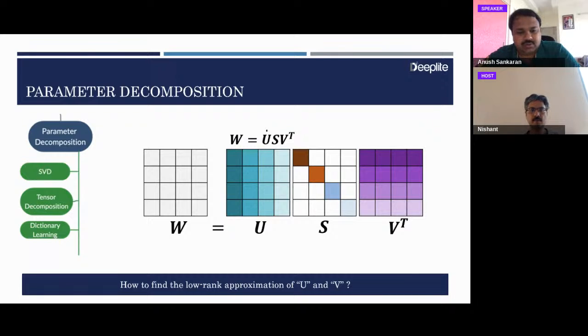Okay, so this low rank approximation of U and V will help us reduce the number of parameters in W, but achieve a good approximation. So this kind of SVD or tensor decomposition or dictionary learning approach is good to reduce the number of parameters in a particular weight layer W. However, finding the low rank approximation is again a challenging task. It is not very straightforward to find the best low rank approximation.